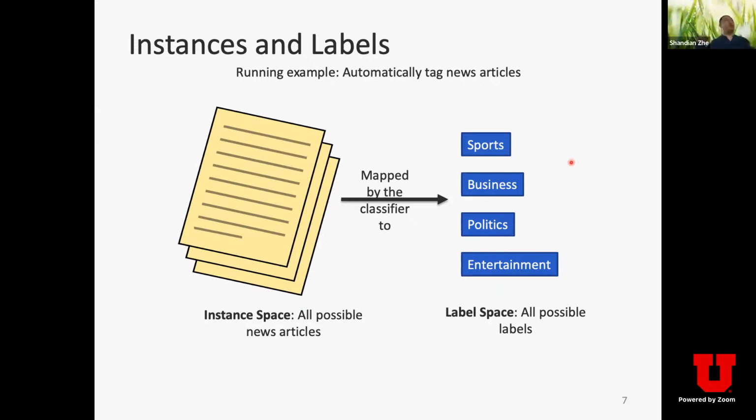So naturally, we're going to define two sets of things which are important in our supervised learning task. One is called instance space. The other is called label space. So instance space, as the name suggests, includes all possible news articles we want to tag, and label space includes all possible labels we can use to label.